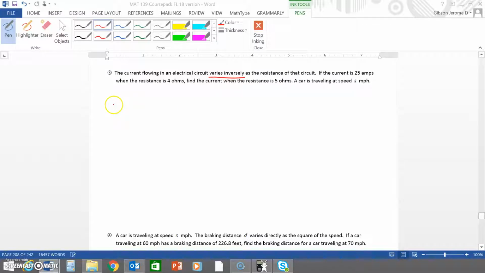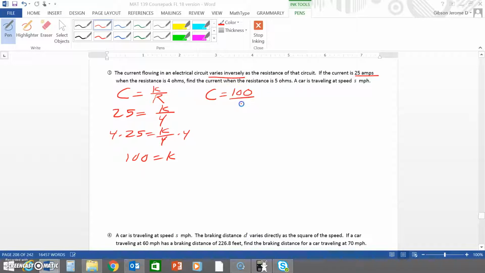Okay, so since it varies inversely, so we will have C is equal to K over R. Okay, because we're doing the resistance. It varies inversely with the resistance. So they tell us that we have 25 amps, which is the current, is equal to, we don't know what K is, but the resistance is 4. So we'll multiply each side by 4. And then that will give us 100 is equal to K. So now our new formula would be C is equal to 100 over R, because that 100 replaces K.